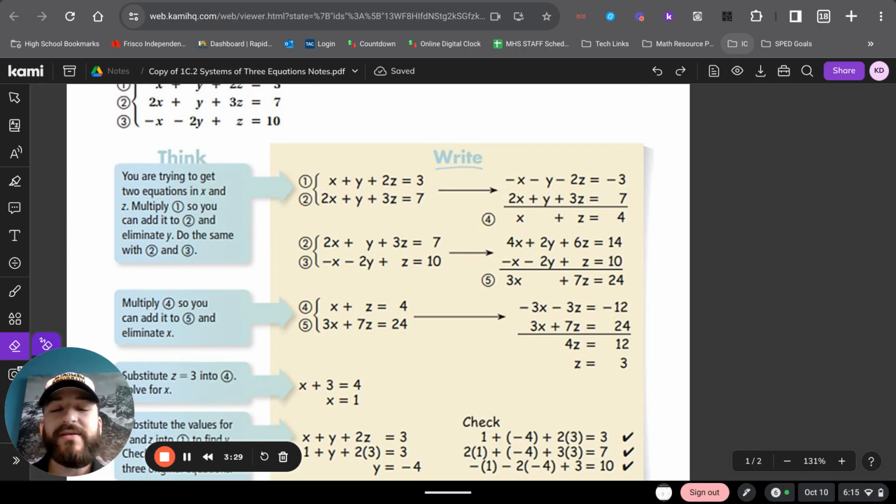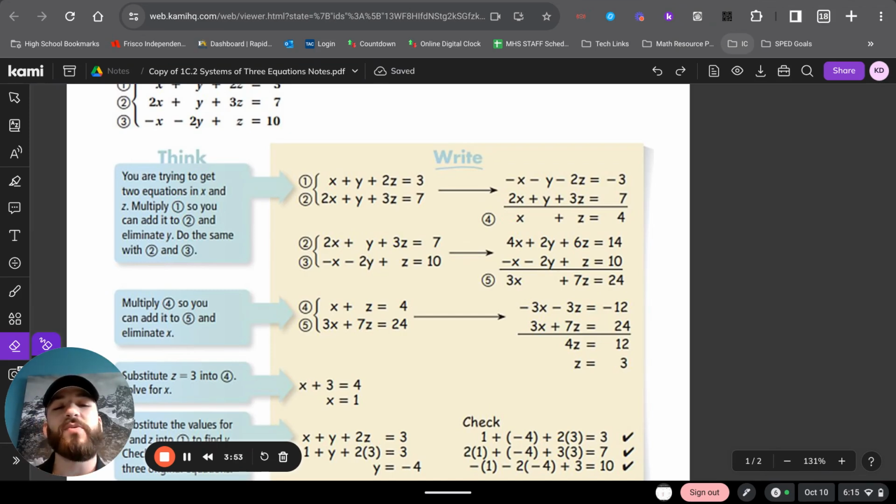positive 12. So if I've done everything correctly, after doing three sets of elimination, I'll end up with a single variable equal to a single constant. So from there, I can just solve for that variable, divide both sides by 4, and we get z is equal to 3. Once I have that first variable solution, then I can start back plugging into my equations to solve for my other variables.